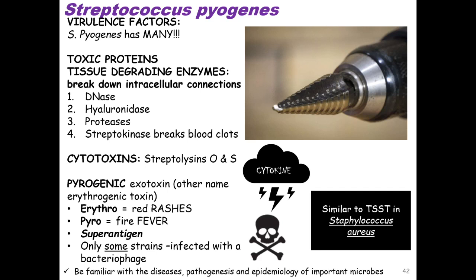Only some strains, thankfully, carry this toxin, and it is the strains that are infected by a bacteriophage, so a bacteria that got a virus that gave it a gene. So that's part of horizontal gene transfer, which I will flesh out more in Unit 5, but I'm just saying only some strains, thankfully, have this pyrogenic erythrogenic toxin.